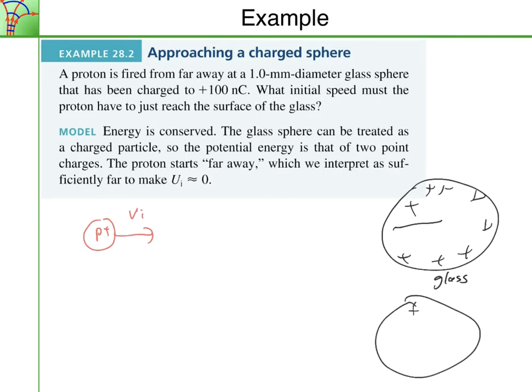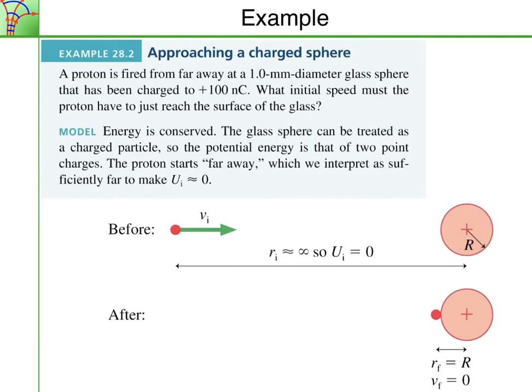So when it reaches the surface like this, it's just enough to reach the surface and stop. Here, actually, I have a better drawing of it here, right? So I fire it from really, really far away with V initial, and basically, by the time it gets to the surface, it just comes to a stop. Now, really, really far away in these examples usually means that R is essentially infinity. And since U depends on 1 over R, we can treat U as 0. So really far away means that it's initially so far away that there's virtually no potential energy stored between them.